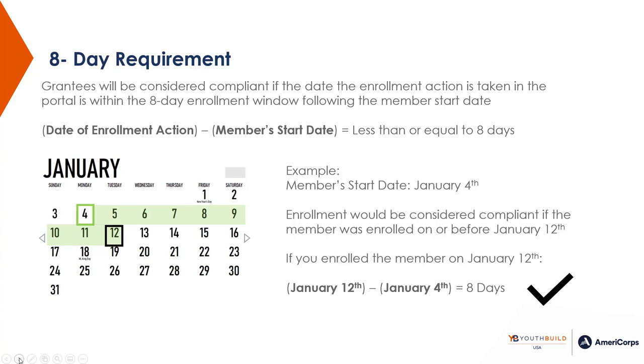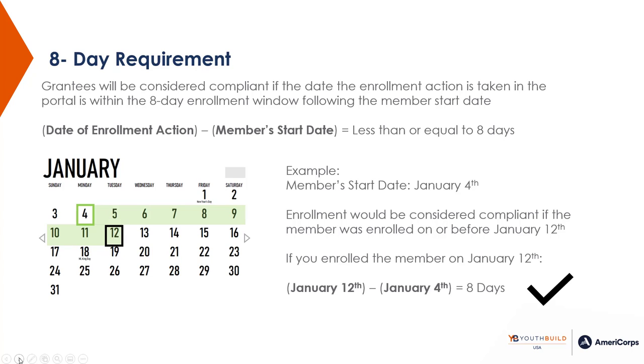So what this means is, and here's a calendar example, say I've got my individual, I want to start them with a start date of Monday, January 4th, and that's when they're going to start earning AmeriCorps hours. Well, I've got from Monday, January 4th, all the way until Tuesday, January 12th, in order to complete this process in eGrants. So anytime you're wondering, how much time do I have to get this done? Well, you want to make sure you're trying to get it done within 8 days.